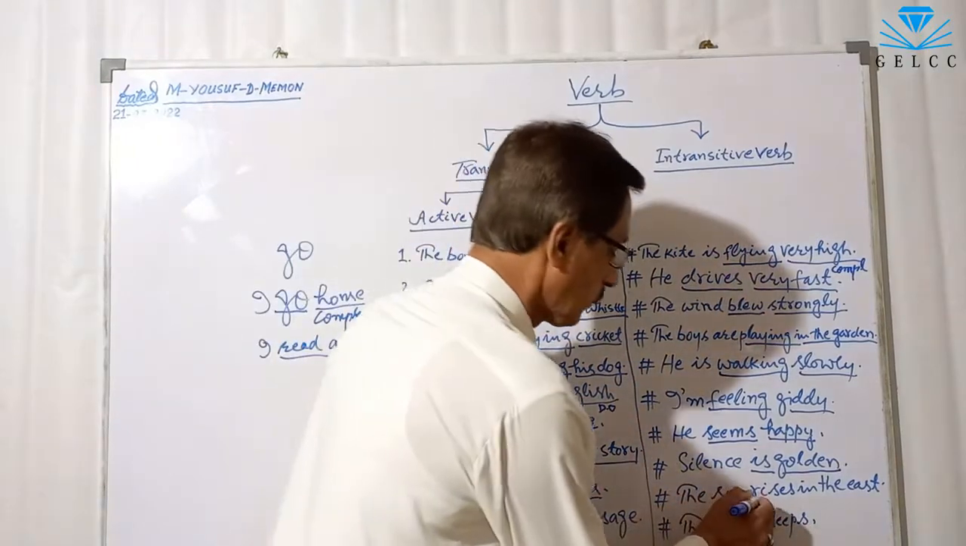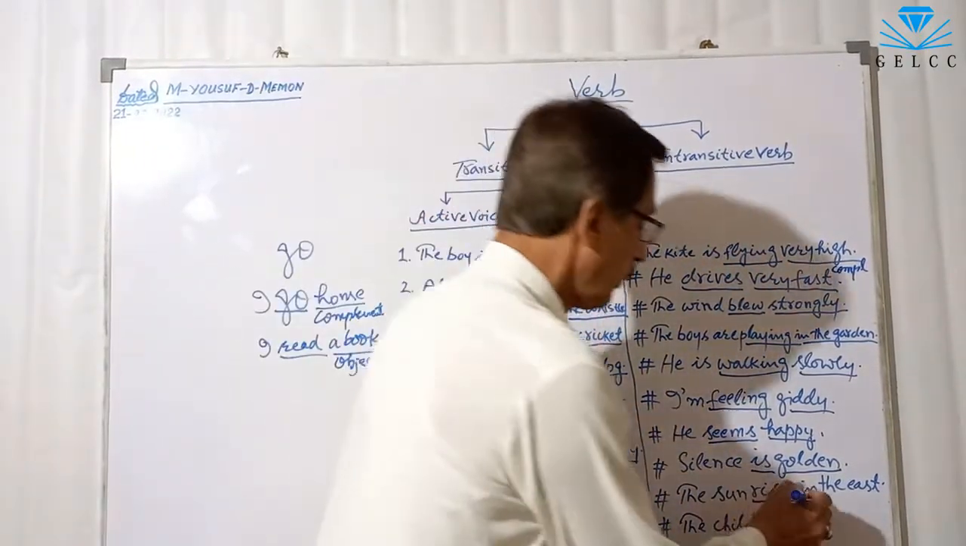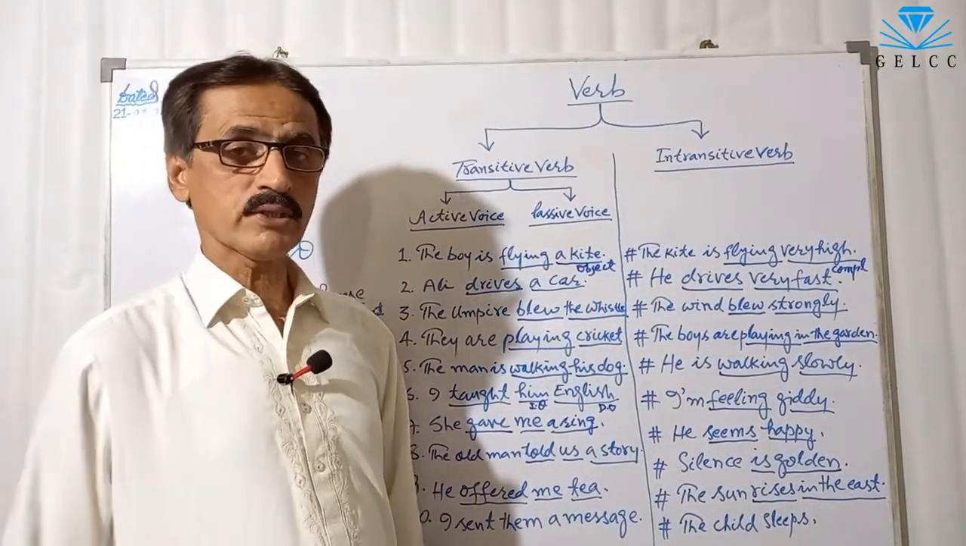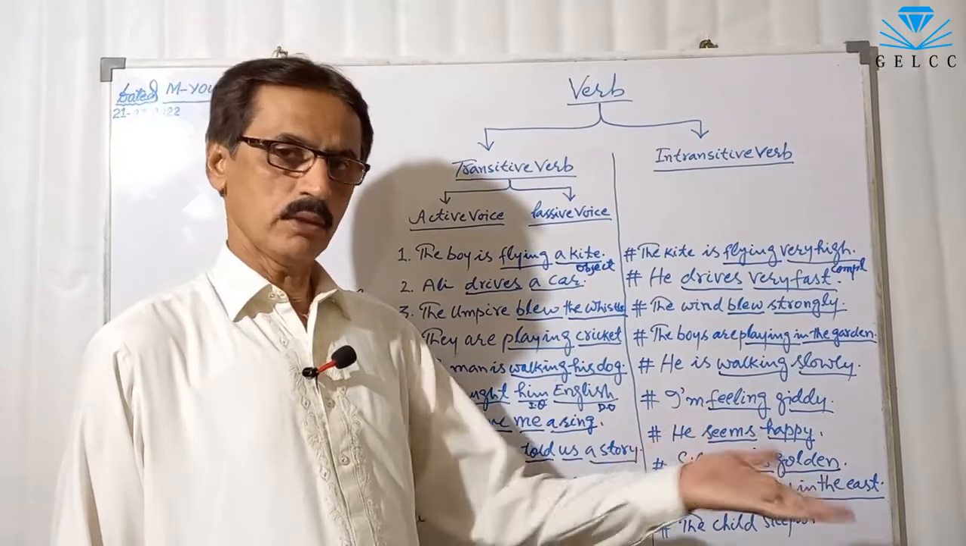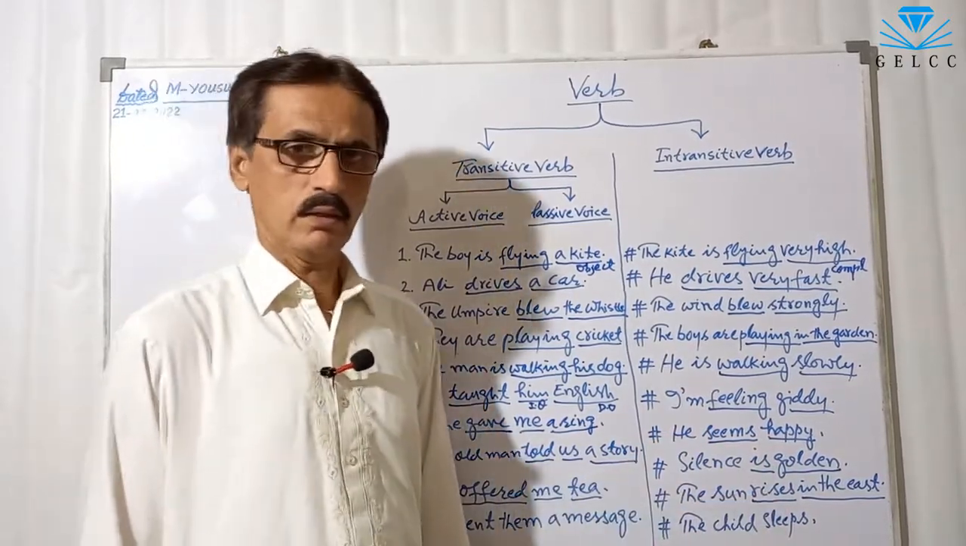The sun rises. Rises is the verb. In the east. Where does the sun rise? In the east. In the east is the complement. So rise is an intransitive verb.